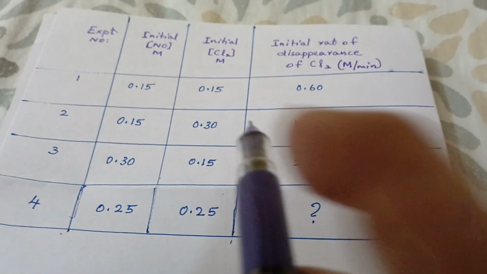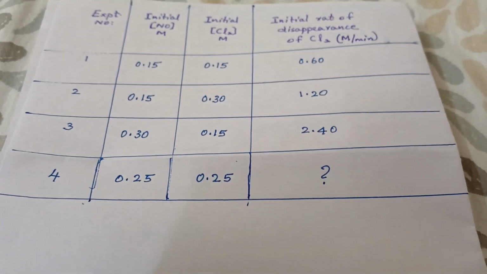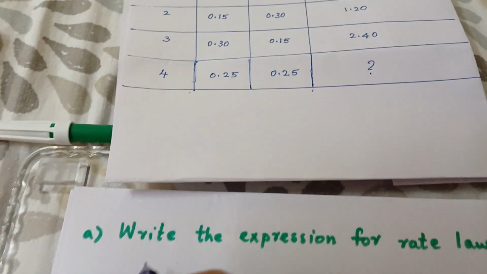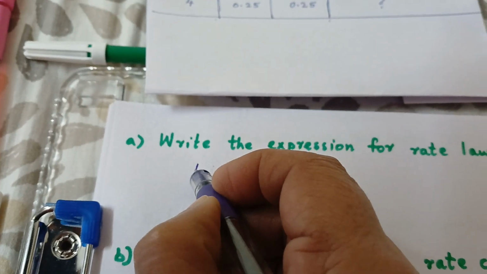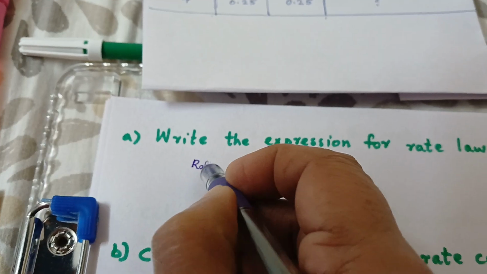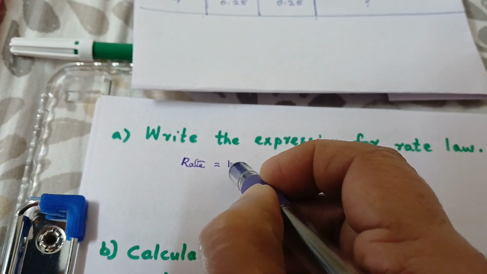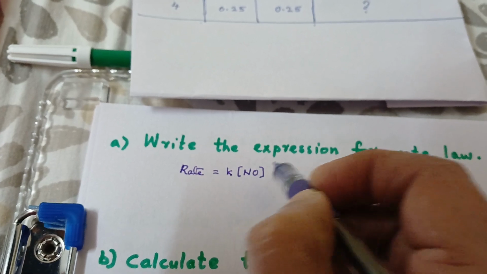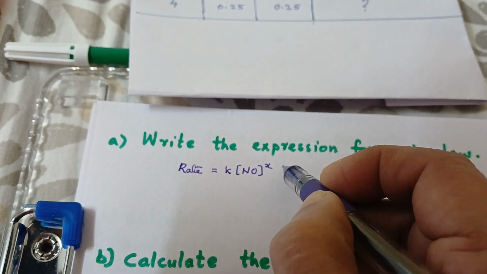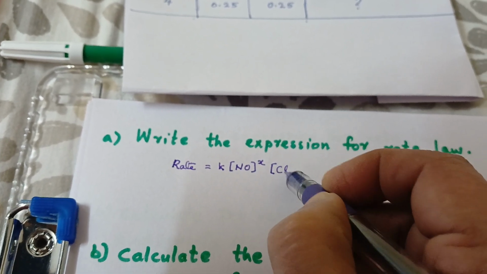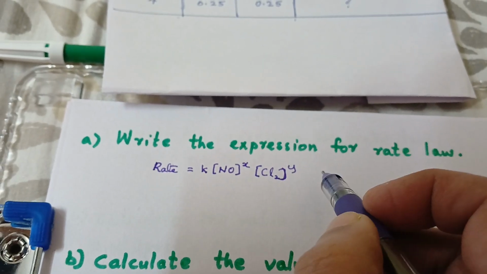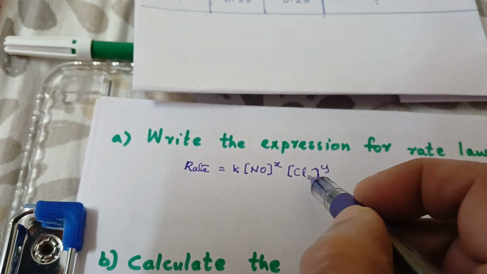This is the table with the experimental data. We can say rate equals rate constant K into concentration of NO raised to X into concentration of Cl2 raised to Y. We do not know the values of X and Y. We need to find them.